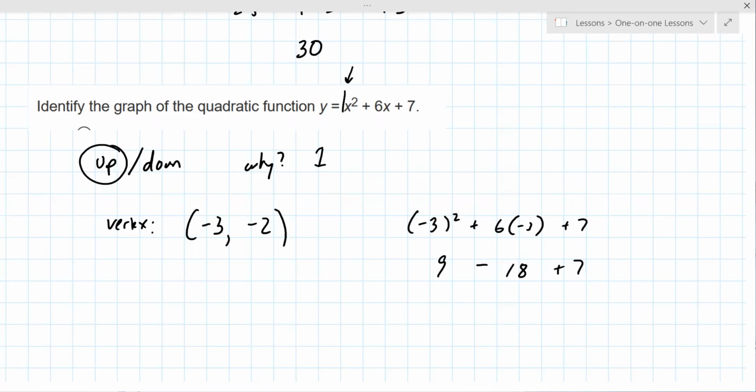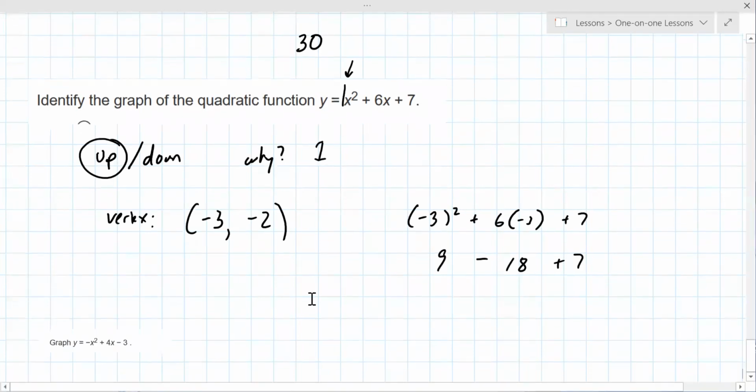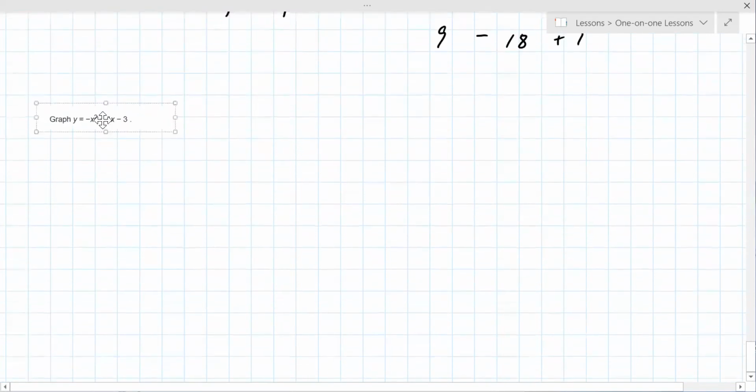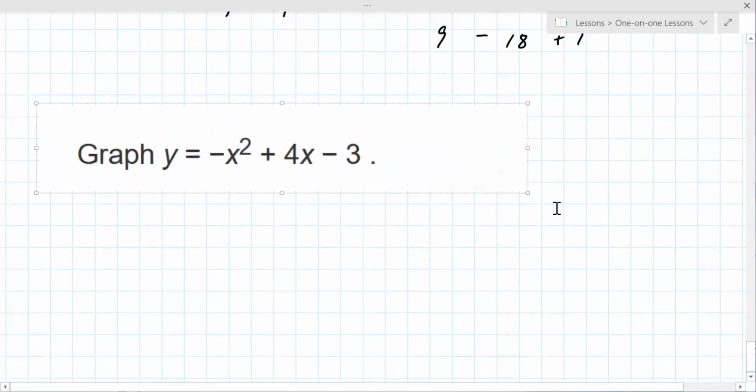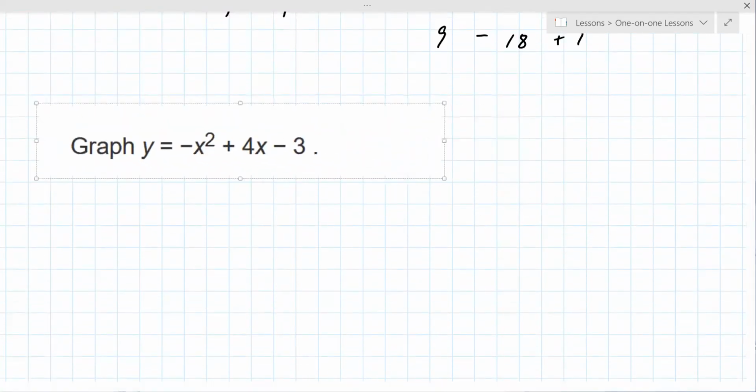Oh, it's the same thing here. So I'm going to just put this up here, and I want you to do the same thing. I want you to tell me whether this opens up or down, and tell me where the vertex is, please.